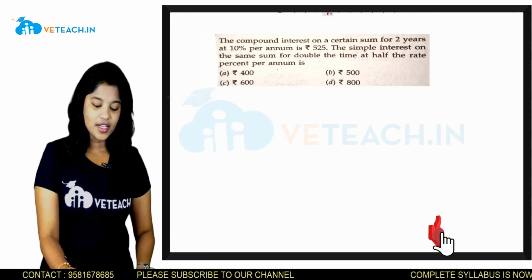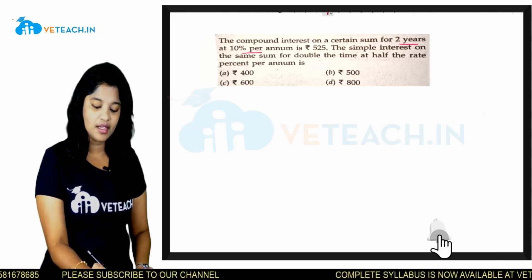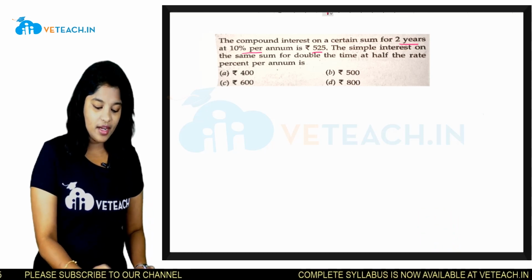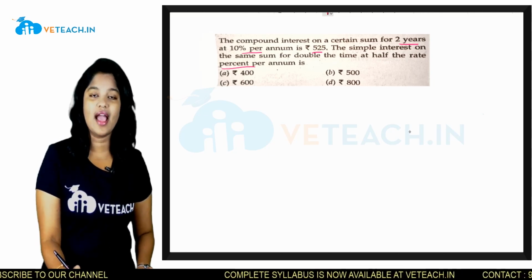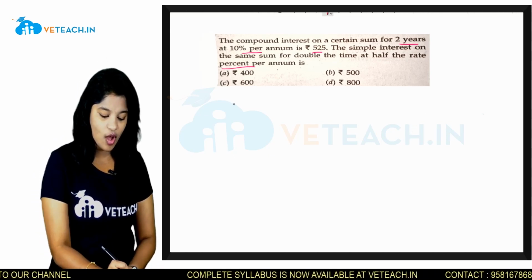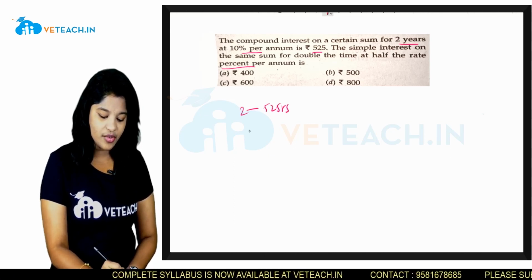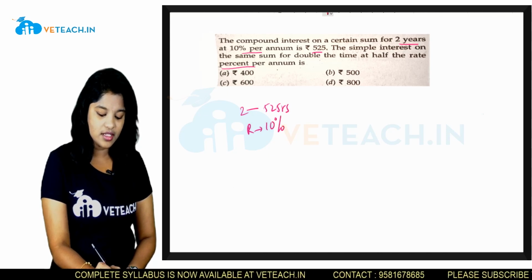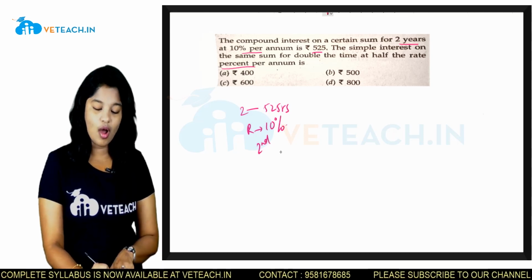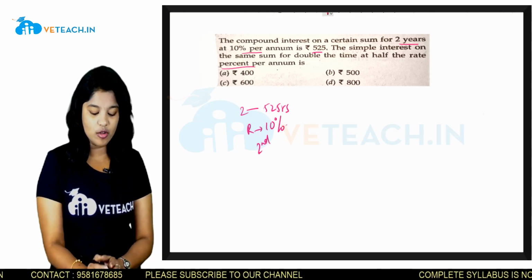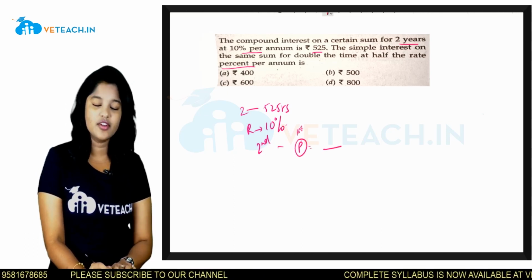See the next problem. The compound interest on a certain amount for 2 years at 10% per annum is rupees 525. The simple interest on the same sum for double the time and half the rate of interest per annum is? First of all, they have given the compound interest for 2 years as 525 rupees and the rate of interest is equal to 10%. We can do it using the formula: second year's total amount minus the principal amount gives us the compound interest.